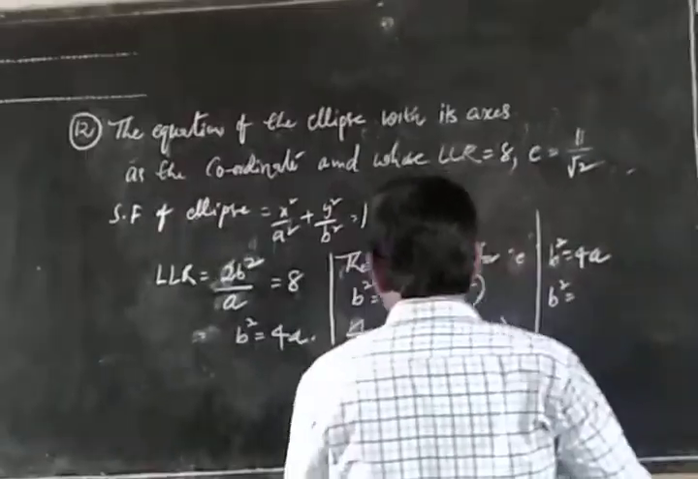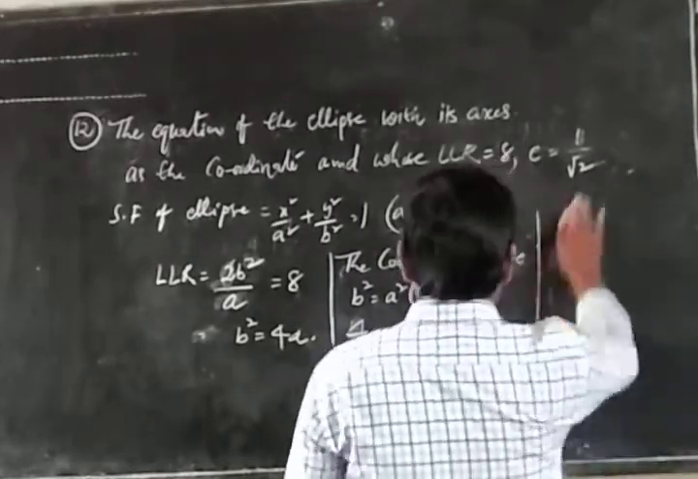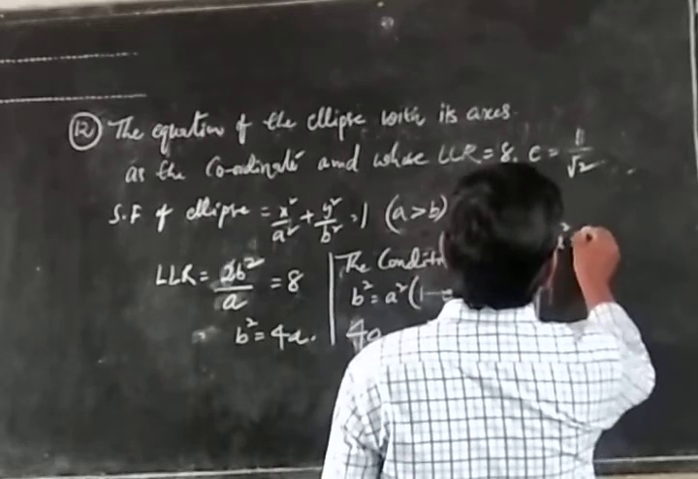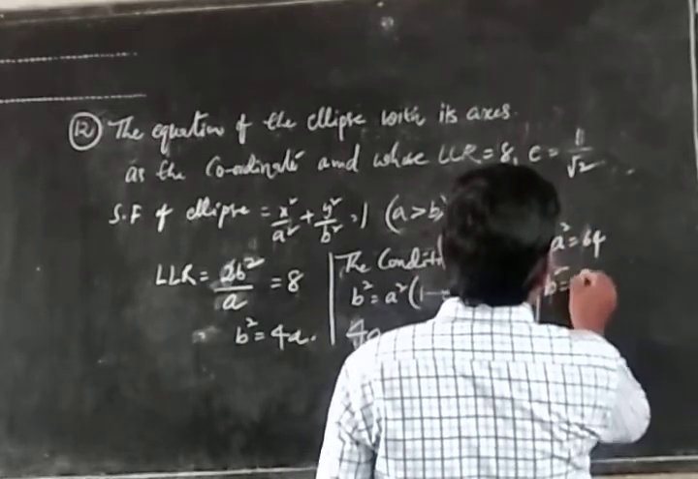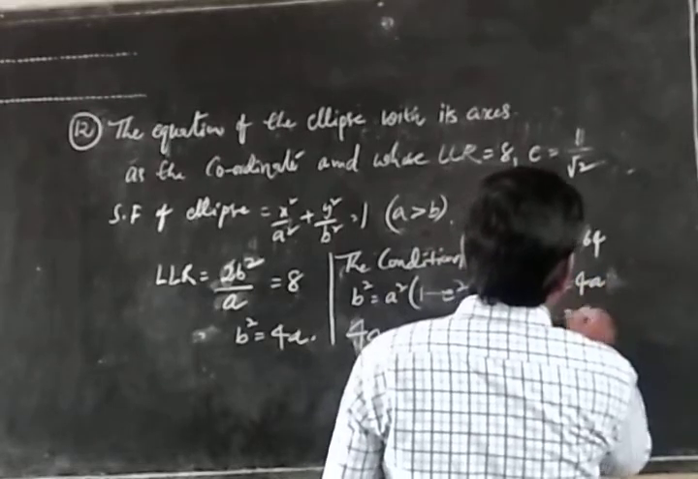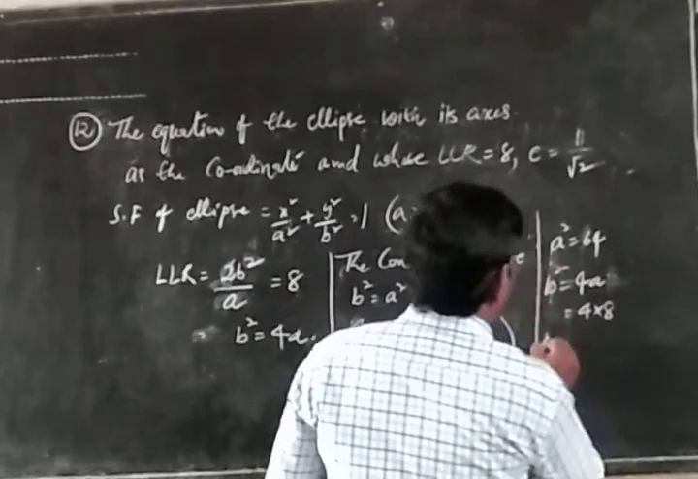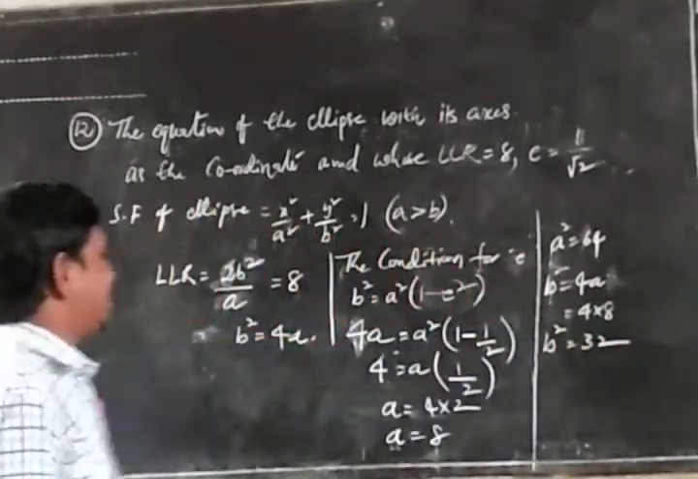And a equal to 8, so a square equal to 64. b square equal to 4a, that means 4 into 8, b square equal to 32.